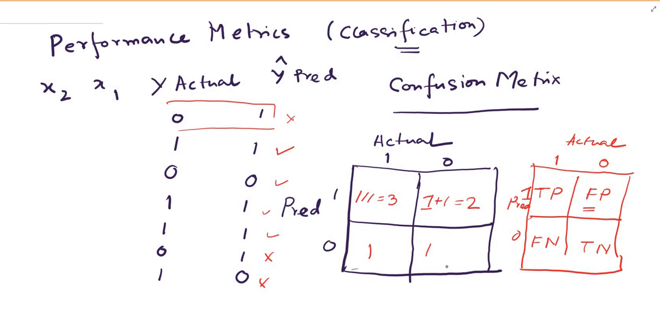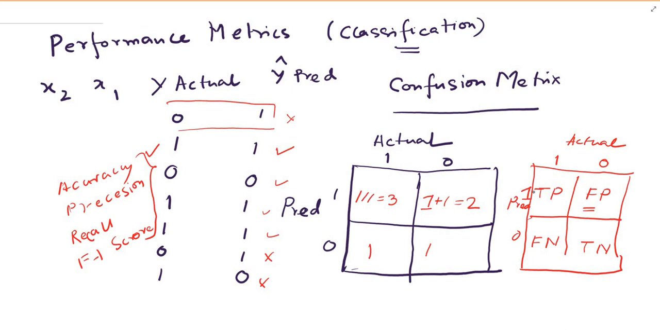Once you understand this confusion matrix, after that calculating all the different metrics like our accuracy, precision, recall, F1 score, everything is just a formula. You can easily understand this thing. This is not a big deal. Big deal is this thing.